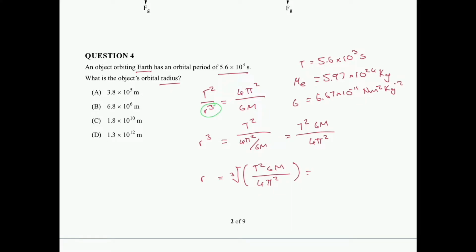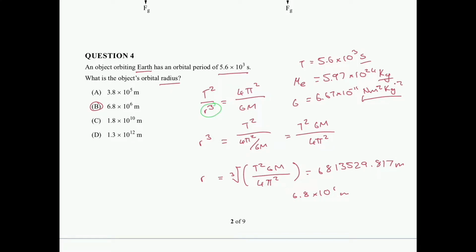And when we punch that into our calculator, we get an R of 6813529.817. And our SI units, because we made sure this is in seconds, this is in kilograms, and our gravitational constant is in the correct units, is going to be in meters. So that ends up being our 6.8 times 10 to the 6 meters. So that's going to be option B.